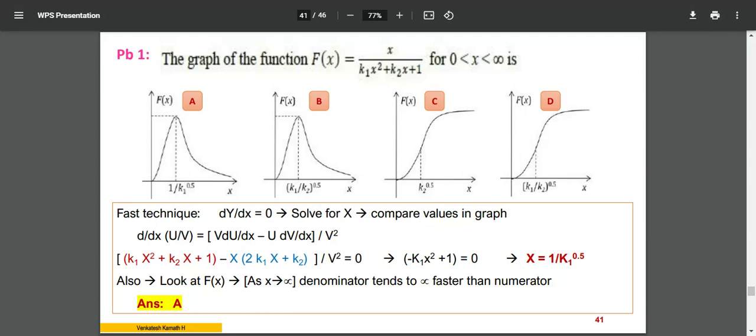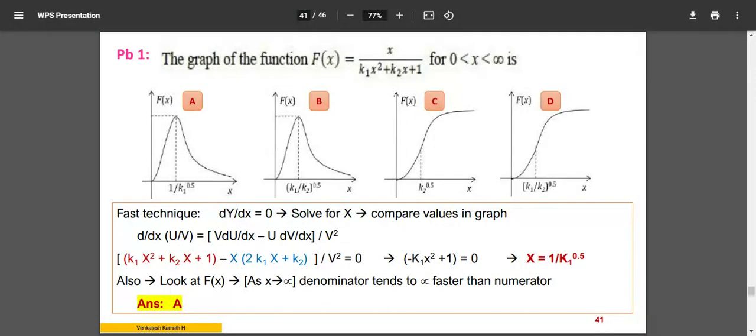Solve for the numerator. That is v du by dx minus u dv by dx. Here x is equal to u, and the denominator k1 x square plus k2 x plus 1 is v. Do that. So you can see the red colored and blue colored values there. The red colored value is v du by dx, minus the blue colored one, where x is equal to u and dv by dx is 2 k1 x plus k2. Okay, so carefully write it and algebraically simplify it. You get minus k1 x square plus 1 is equal to 0. So rearranging it, you get x is equal to 1 by k1 power 0.5.